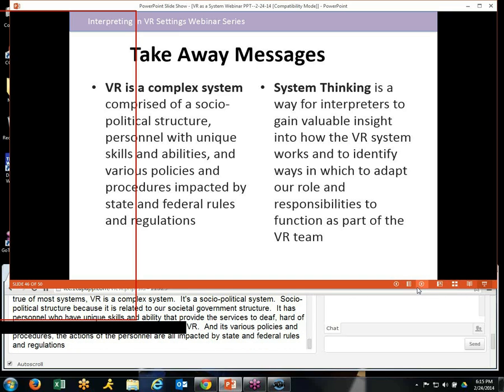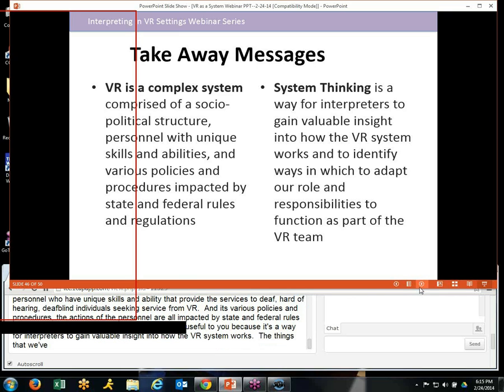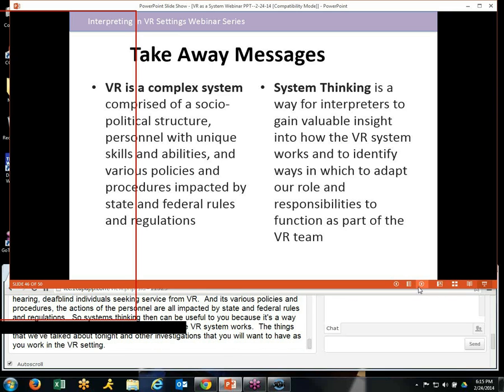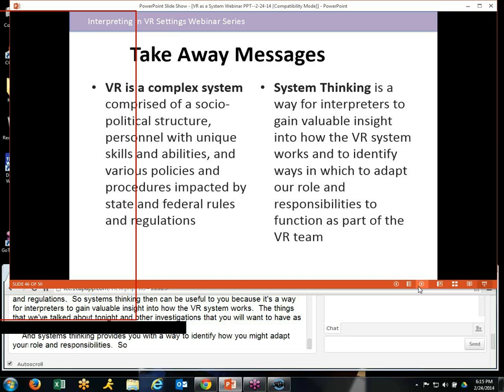So systems thinking then can be useful to you because it's a way for interpreters to gain valuable insight into how the VR system works, the things that we've talked about tonight, and other investigation that you will want to have as you work in the VR setting. And systems thinking provides you with a way to identify how you might adapt your role and responsibilities so that you can function more effectively as part of the VR team.